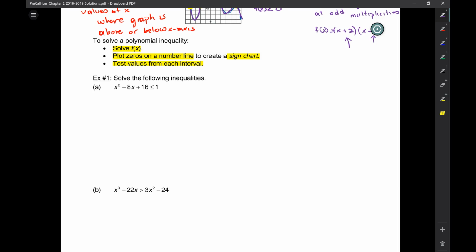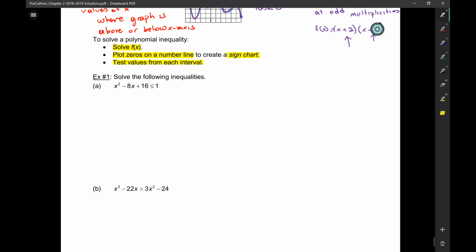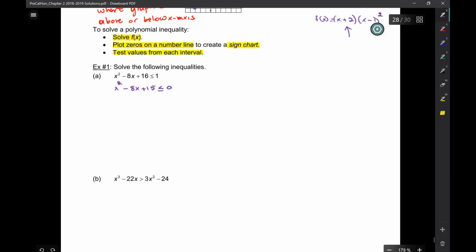All right, so let's do this one. If we want to solve this one, first it must be set equal to 0. So we're going to say x squared minus 8x plus 15 is less than or equal to 0. Okay, now this factors as (x minus 3)(x minus 5) less than or equal to 0.